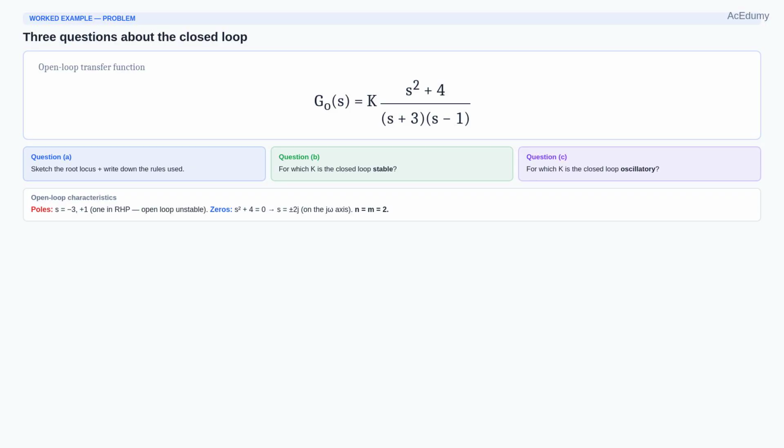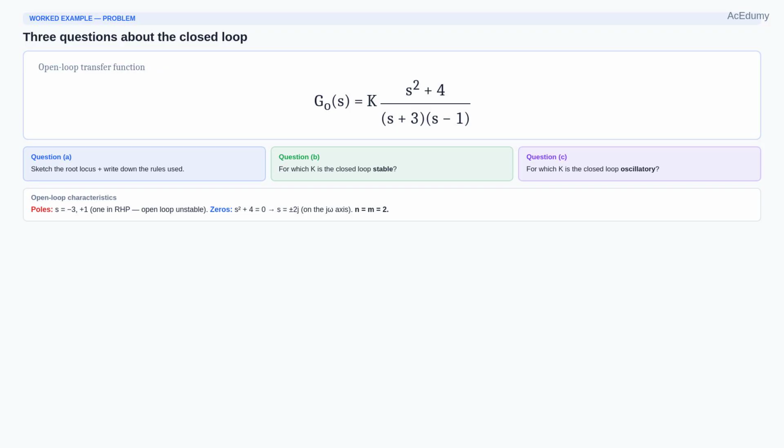Question A. Sketch the root locus and write down the rules used. Question B. For which values of K is the closed loop stable? Question C. For which values of K is the closed loop oscillatory? Notice the open loop characteristics already make this interesting.